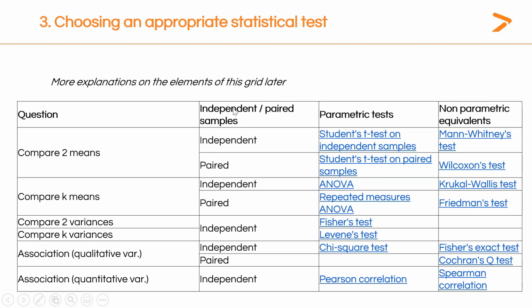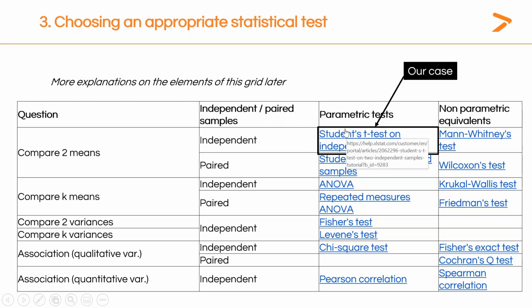Then, based on this, you can choose whether your samples are independent or paired. Unfortunately, I don't have enough time to tell you what the difference is between both today, but just trust me, our samples are independent in this case, so you can use a Student's t-test on two independent samples. We will see what the difference is between parametric and non-parametric tests.